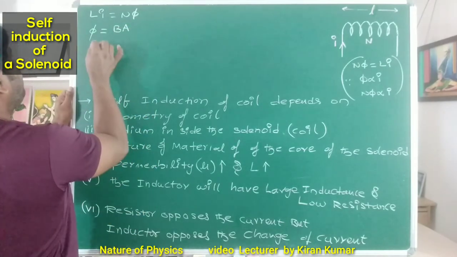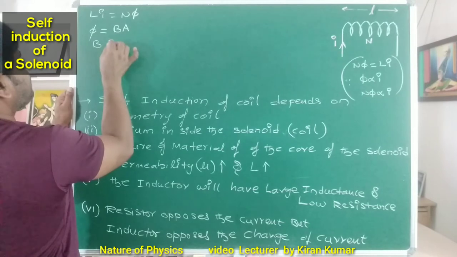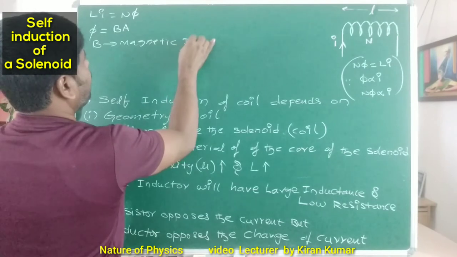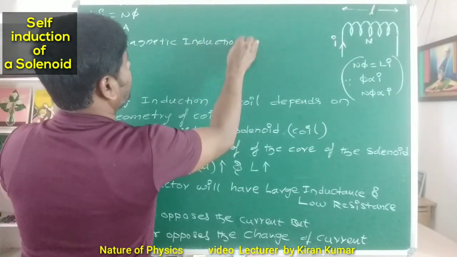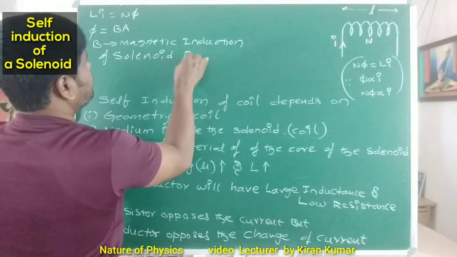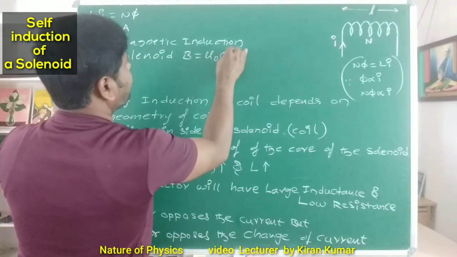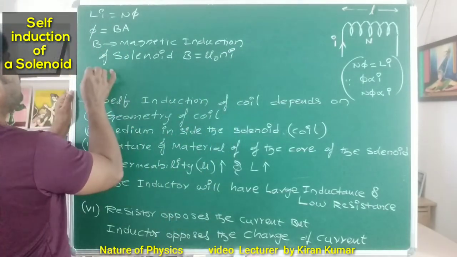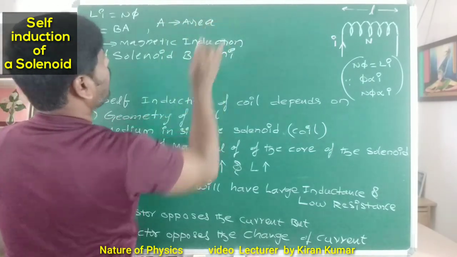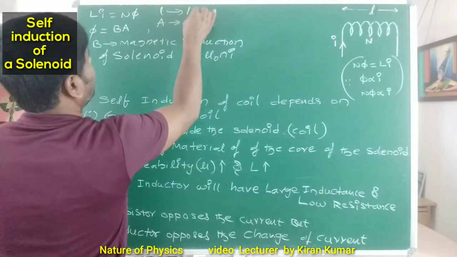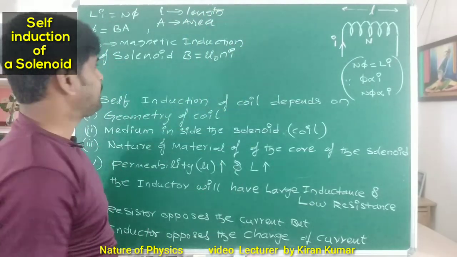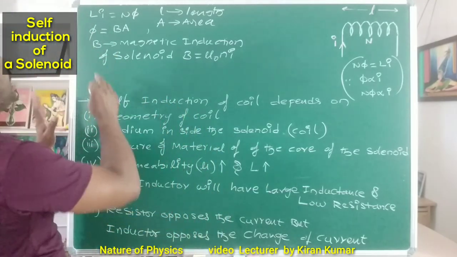B is the magnetic induction of the solenoid. So B is equal to mu naught n I, and A is the area. Here A is the area and L is the length of the solenoid. Try to understand. Then the values are replaced in this equation.